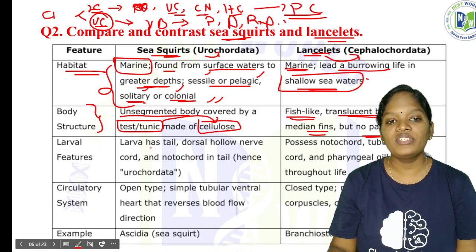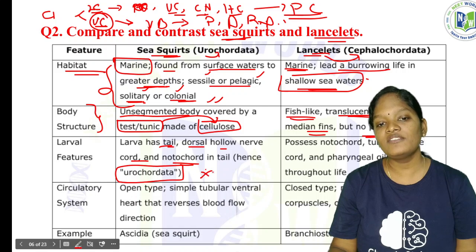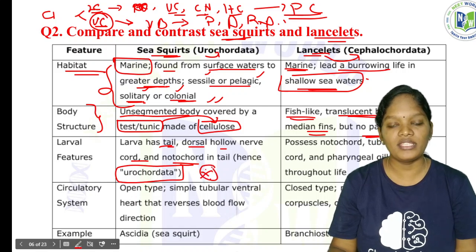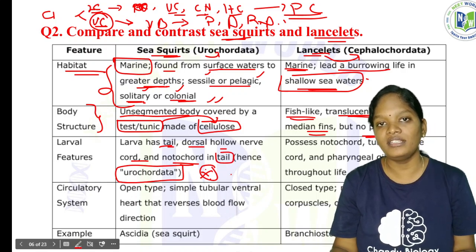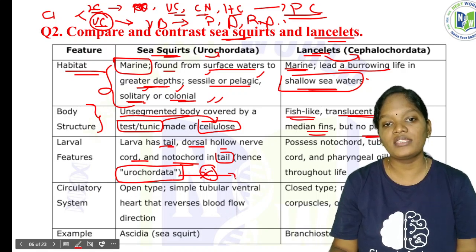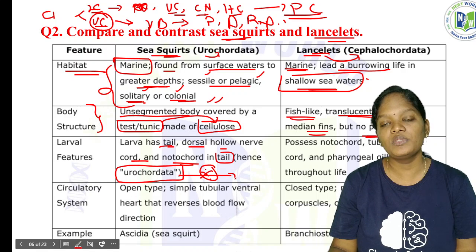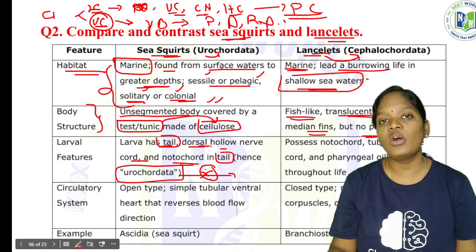Now what will be the larval features? The larva has a tail, a dorsal hollow nerve cord, and a notochord in the tail, hence Urochordata. So the most unique characteristic feature of chordates, the notochord, will be present, but it is restricted only to the tail region, not the entire body. That is why the Urochordates are also called tunicates. So the larva definitely has a tail, a dorsal hollow nerve cord, and the notochord is present in the tail region.